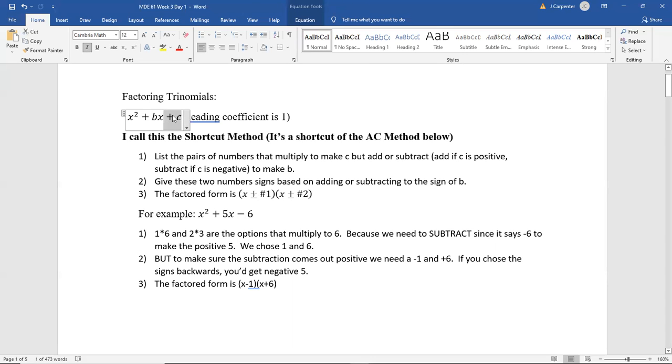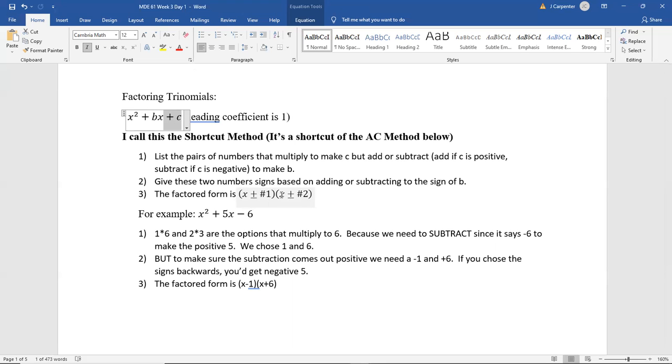And out of those pairs, you either add or subtract based on the sign of that number you just split up: add if positive, subtract if negative, and try to make the middle number, what we call the b here. And not just the b, but you have to include its sign as well. You have to make it an appropriate positive or negative. That's how you choose the signs of the two numbers that go in the factored form. The shortcut is it goes x number, x number. This is where the shortcut is. When we get to the AC method, it's going to take more work to get to that point.